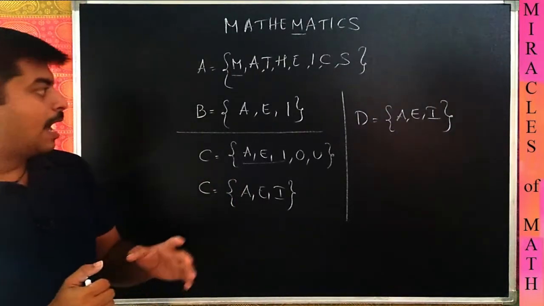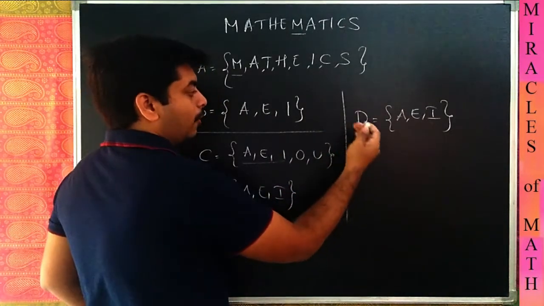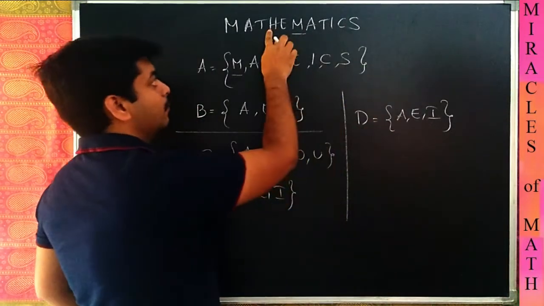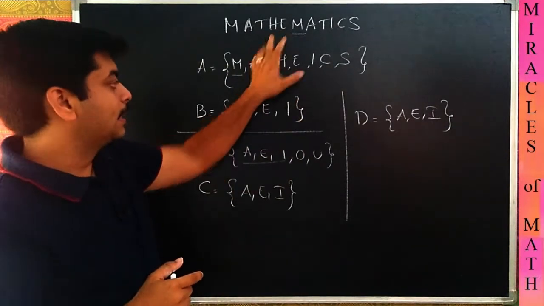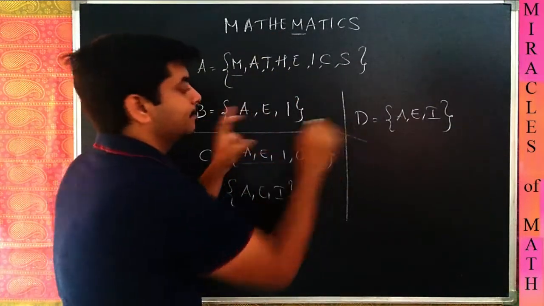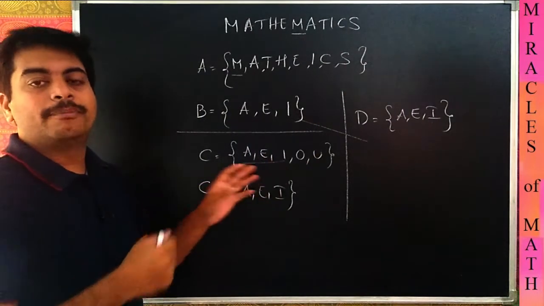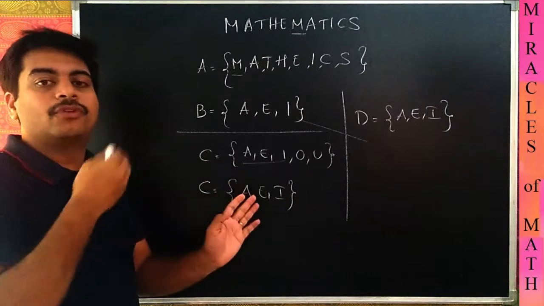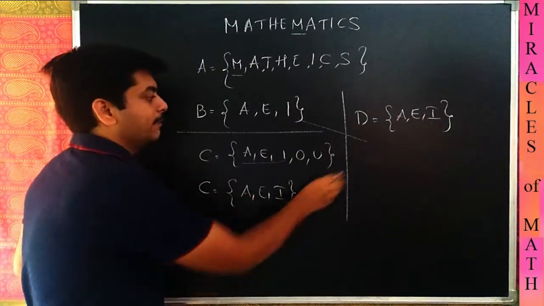Observe carefully. I can write the set builder form as the set of all vowels in the word mathematics. So I'll get this one, A, E, I. Or the set of all vowels in the English alphabet which are placed before O. So again this set will come.